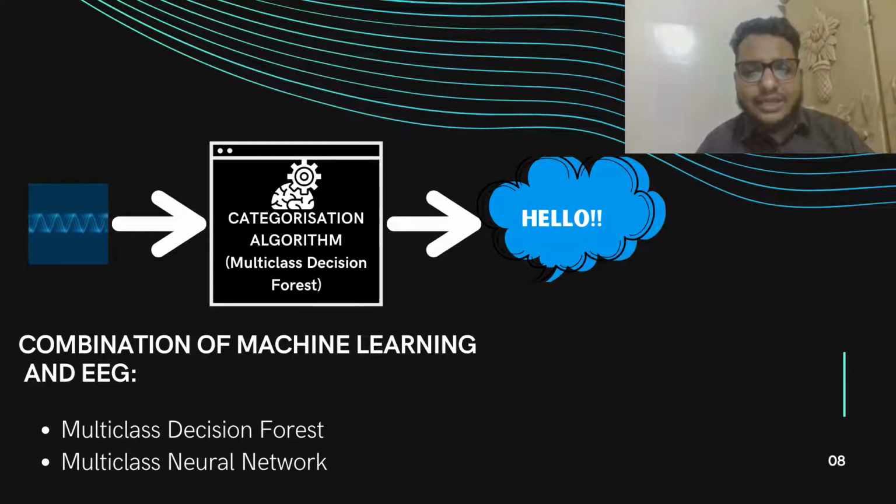As you can see in the diagram, brainwaves come in, which our sensor collects. This is data for our model. Here we are using a categorization algorithm, that is a machine learning algorithm, and after that we get our result in word form, then we will convert it into speech.